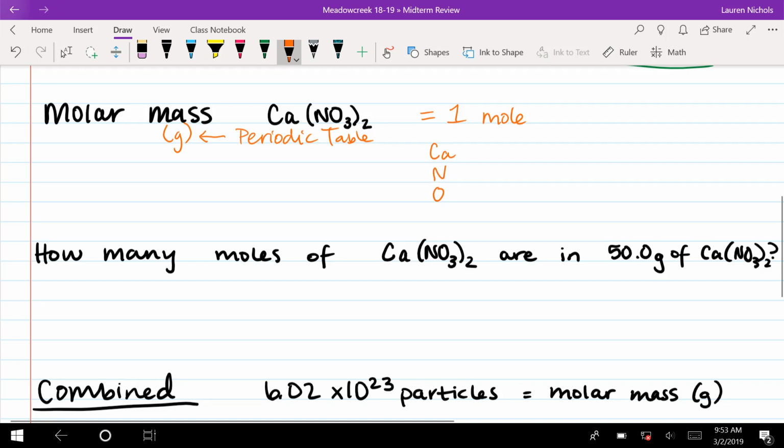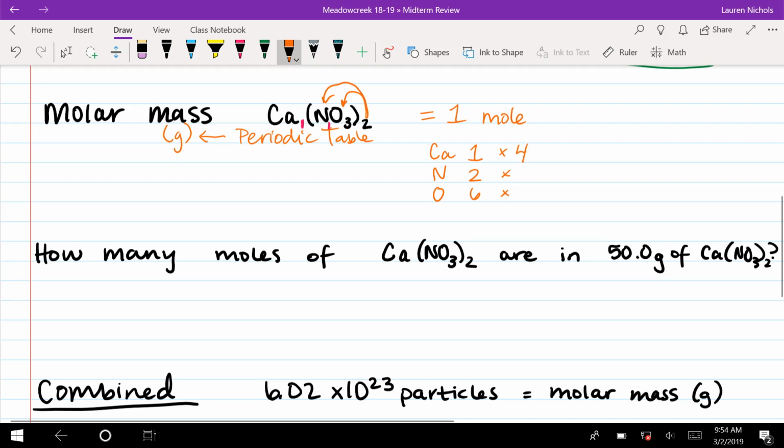And we count how many we have. Remember, if you don't see a number, then it's 1. So I have 1 calcium, there's a 1 after the nitrogen. Okay, so I have 1 calcium. Now, the 2 outside the parentheses gets distributed inside. So I'm actually going to have 2 nitrogens and 6 oxygens. We multiply by their mass on the periodic table.